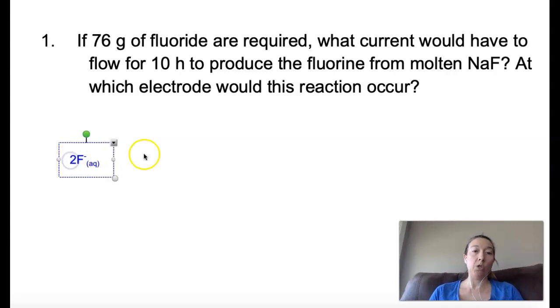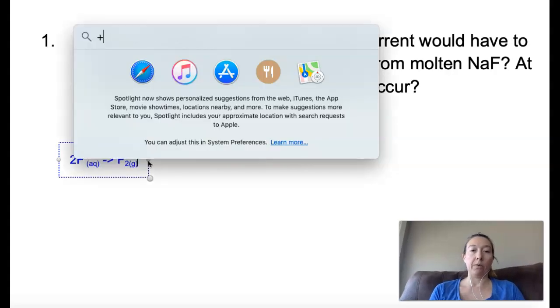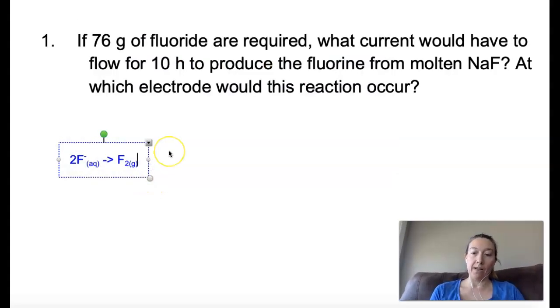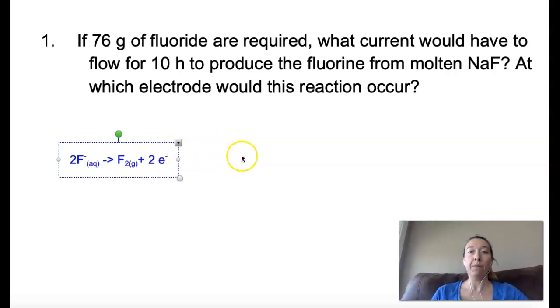So we are going to need 2 of these, right? Because fluorine is F2, and then we're going to put plus 2 electrons to balance that out, okay? Which electrode would this occur at? This is an oxidation. Oxidation happens at the anode.